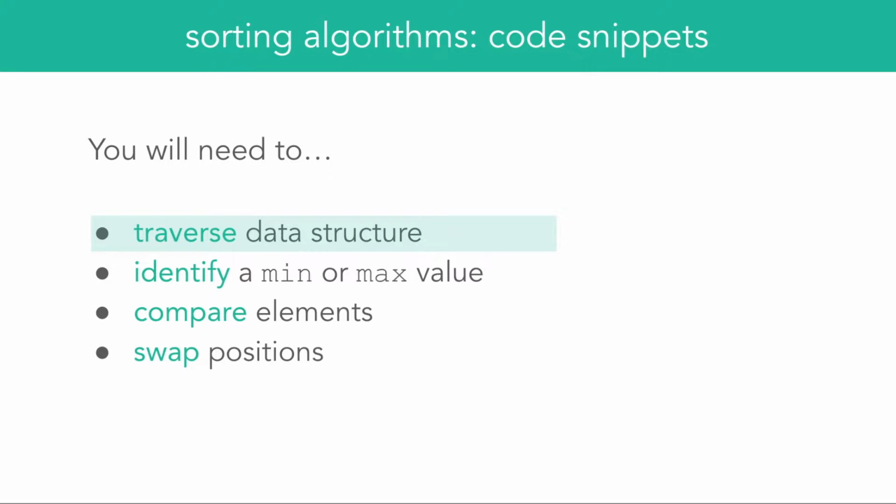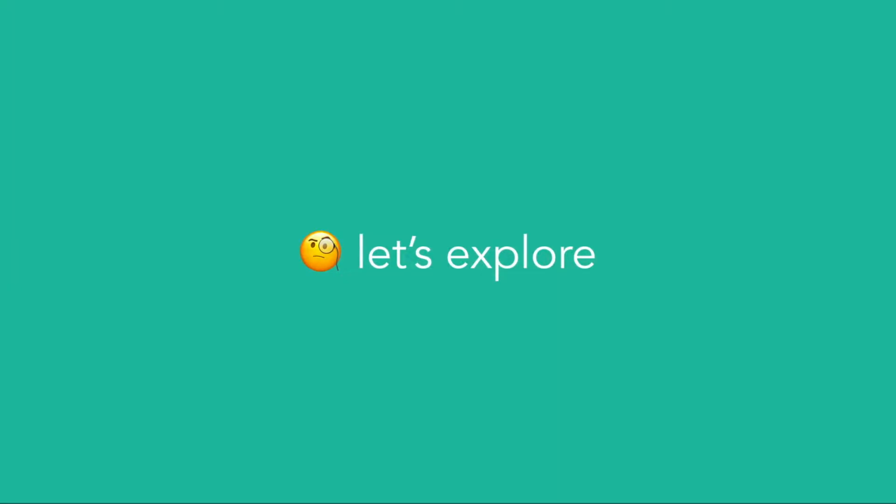You will need to traverse the data structure using a for loop or a while loop. You will need to identify a minimum or maximum value depending on if you wish to sort in an ascending or descending manner. You will need to compare elements to each other. Are they greater than, less than each other? And in some cases, you will have to swap elements to place them in their proper positions. Let's explore each algorithm in more detail.